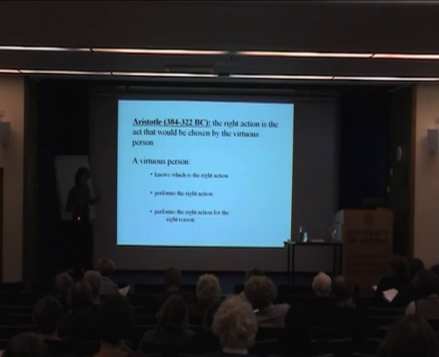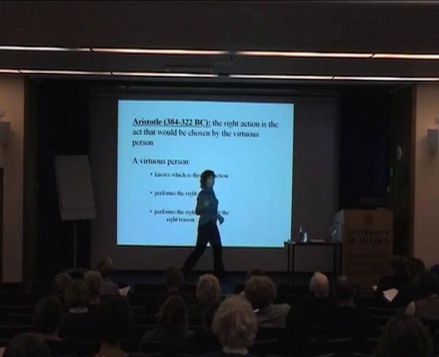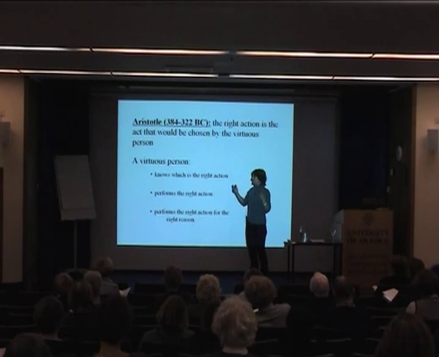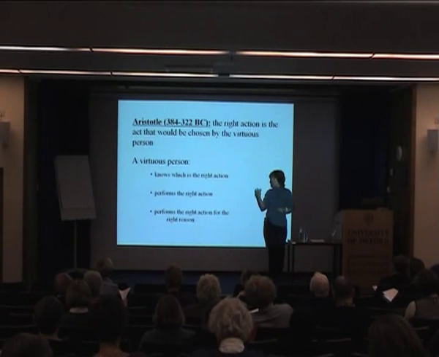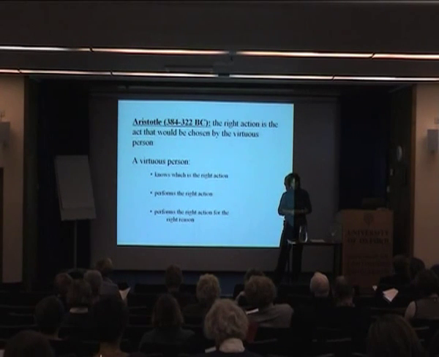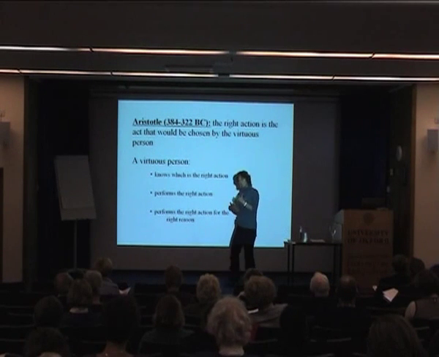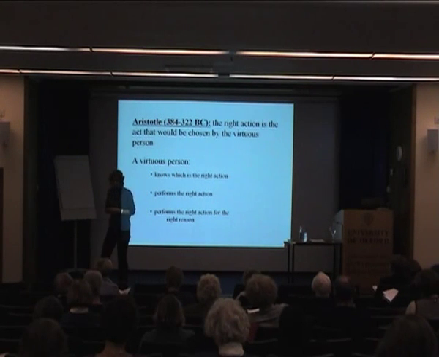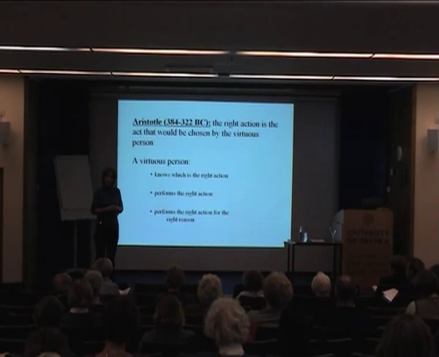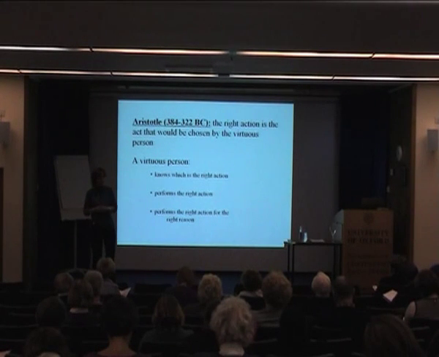And what is a virtuous person? Well, here we are. A virtuous person knows three things, or at least has three characteristics. The first is he or she knows which is the right action in a situation. Now, this is quite an important feature of Aristotelianism. Aristotle believes that morality has nothing to do with rules. Rules like keep promises, don't tell lies, etc.